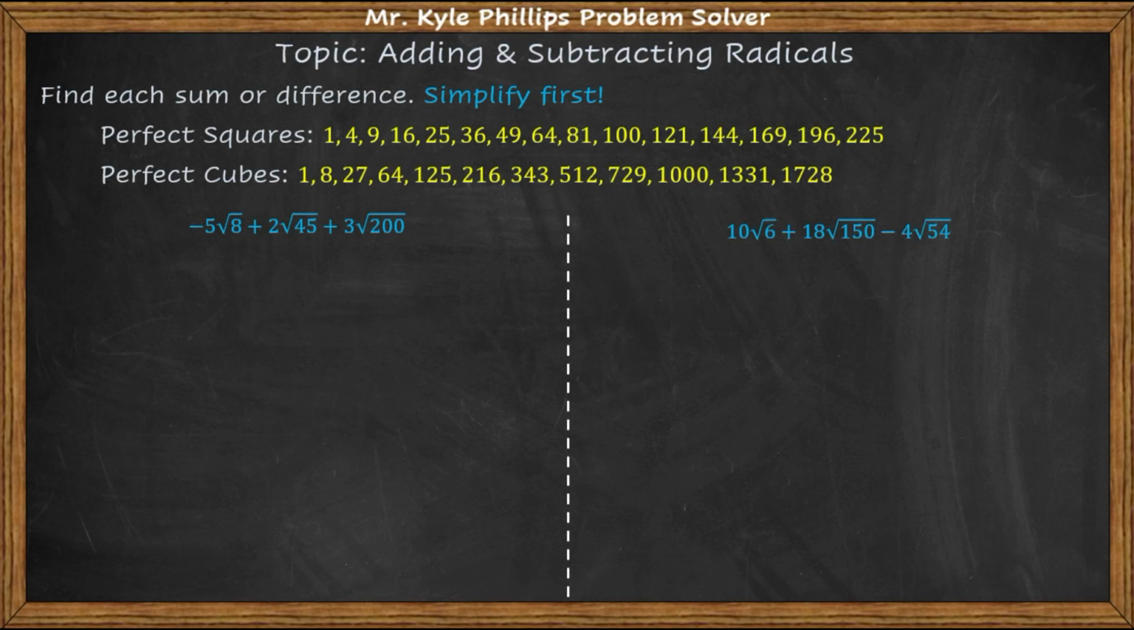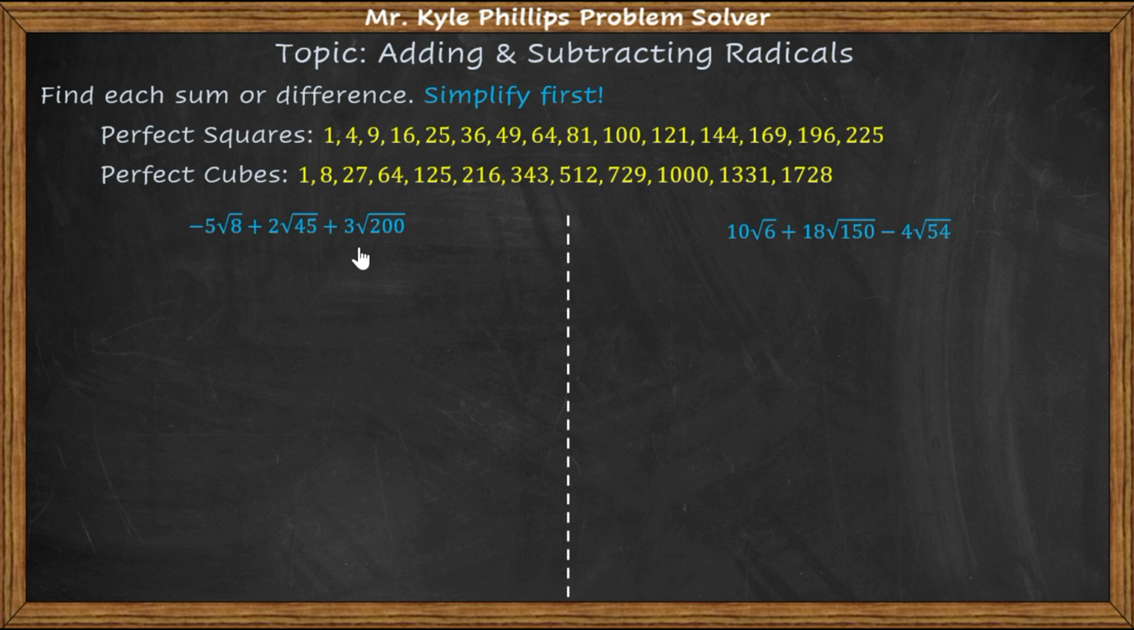Everybody. So in this video we're talking about adding and subtracting radicals. So they tell us to find each sum or difference and simplify first. The reason they want you to simplify is because you can only add radicals when the number underneath the radical is the same. So we're going to need to simplify these three first and then look for radicands that are the same. This is really no different than when you learn to combine like terms with polynomials.